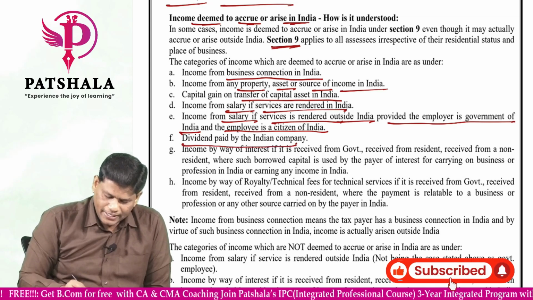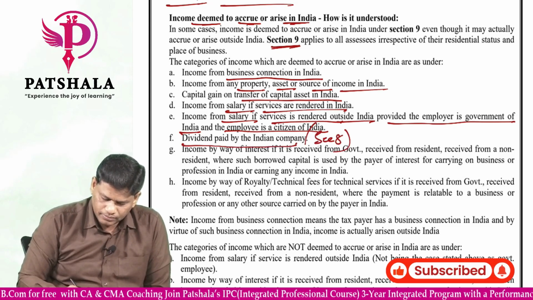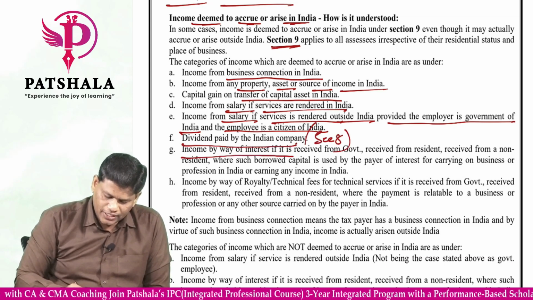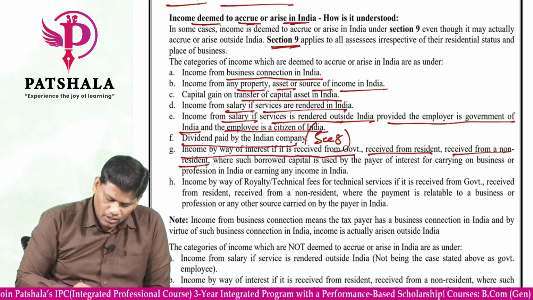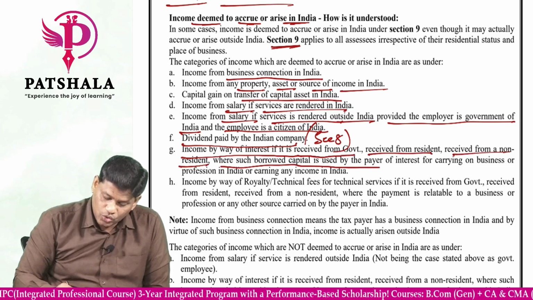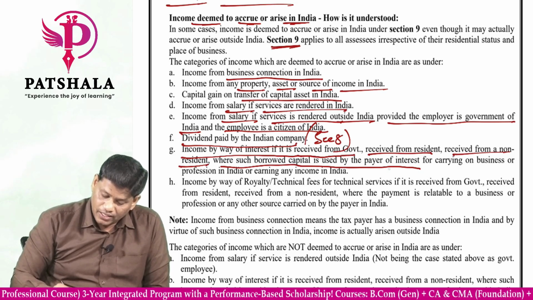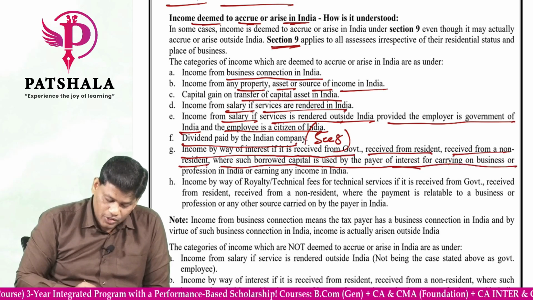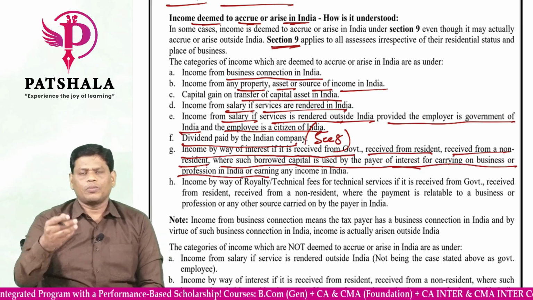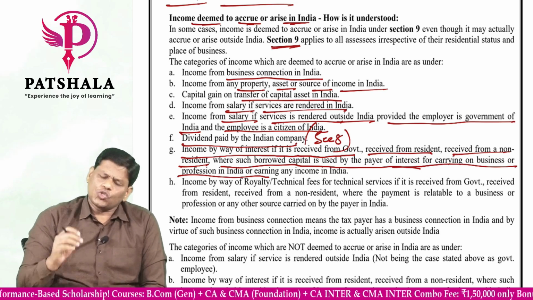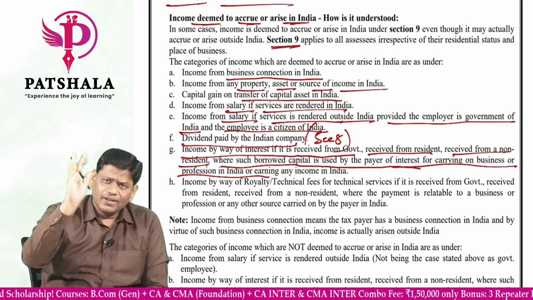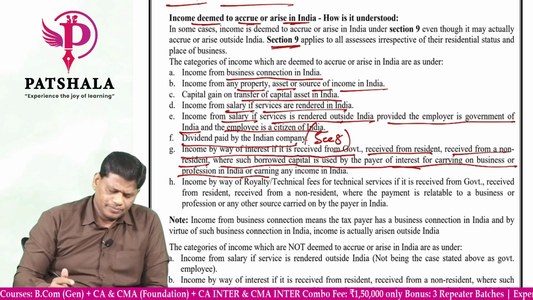Then dividend paid by an Indian company, this is section 8. Then income by way of interest received from government or from a resident, where the borrowed money is used by the taxpayer for carrying on business or profession in India. So he borrowed funds, and the business or profession is carried on in India. Whatever may happen, it is deemed to be earned in India.